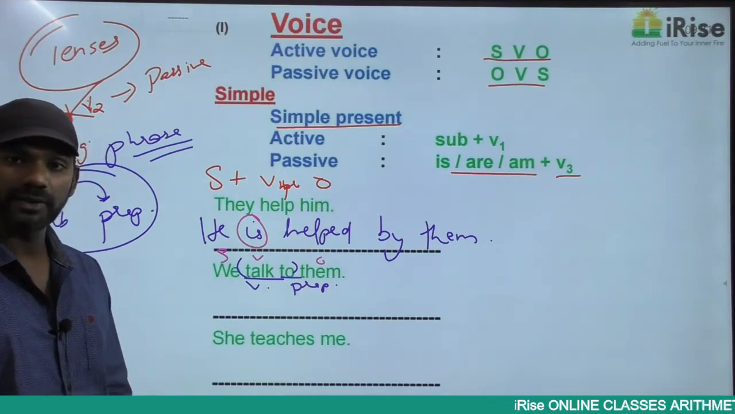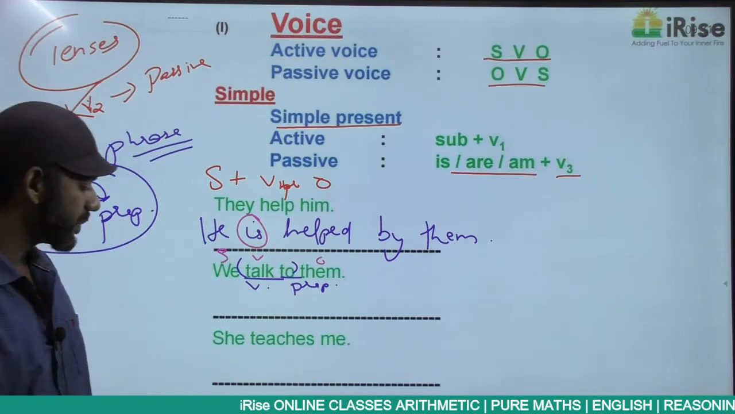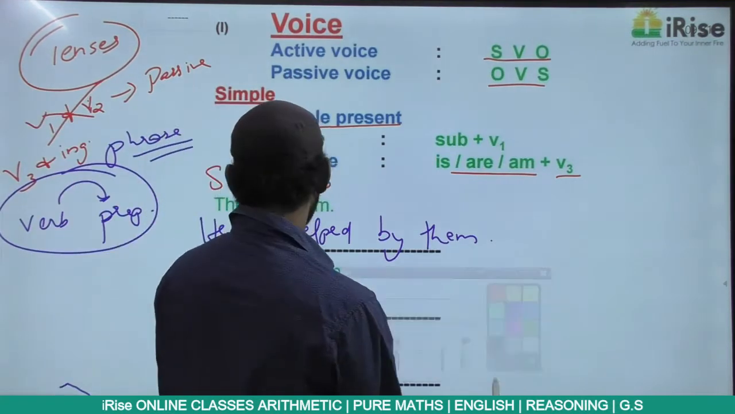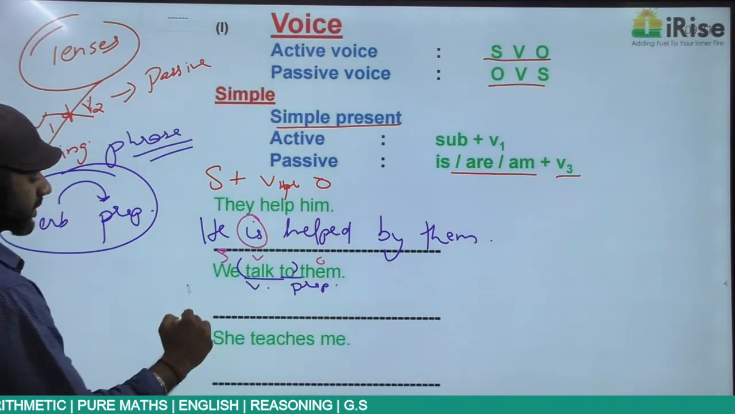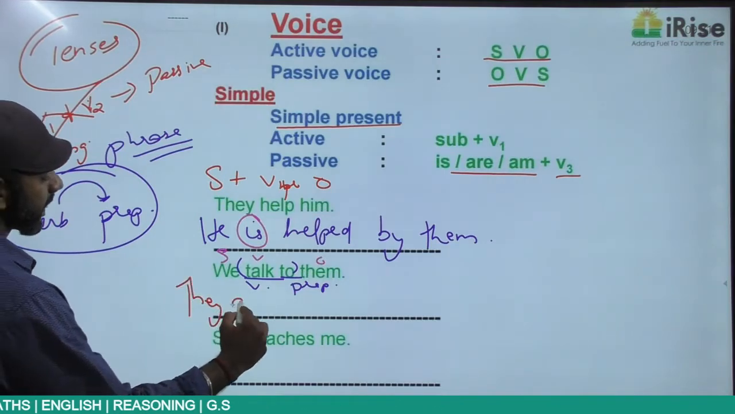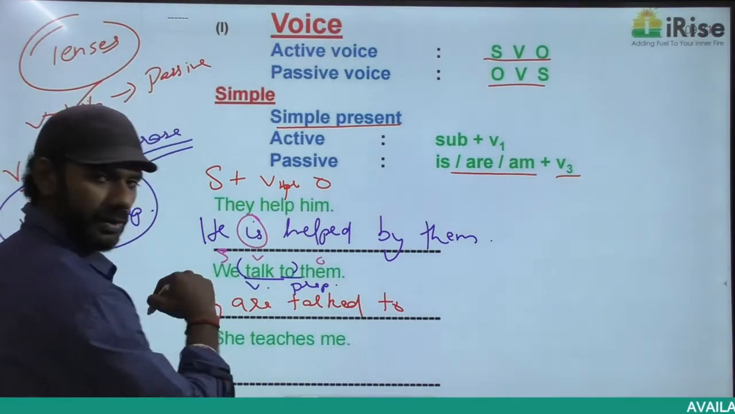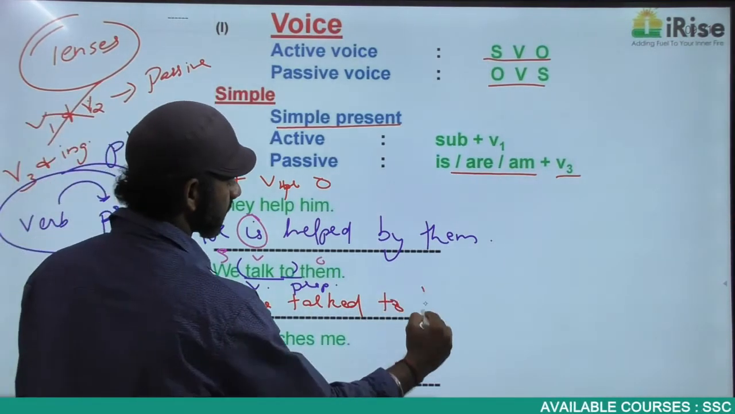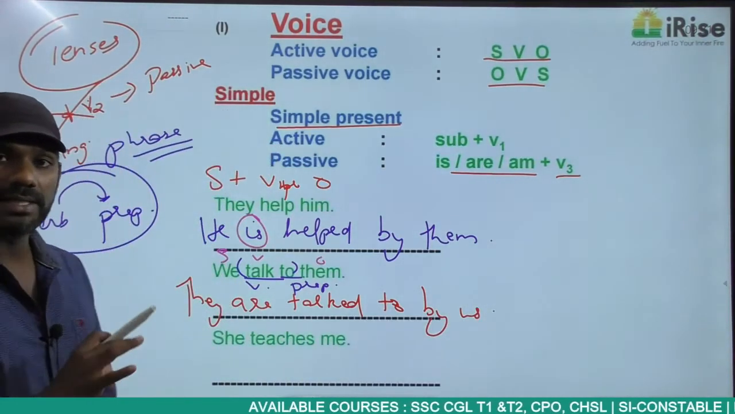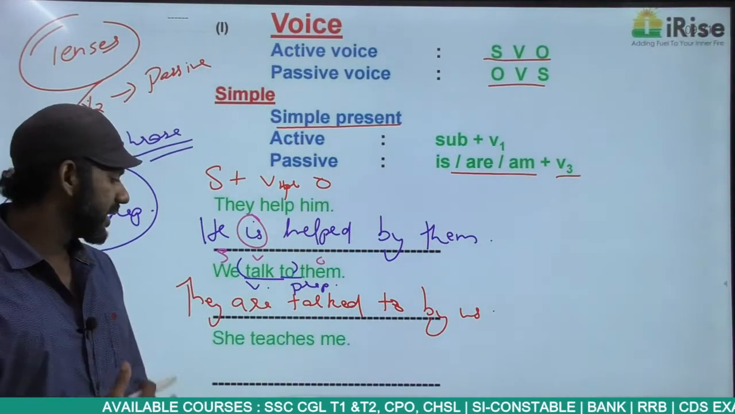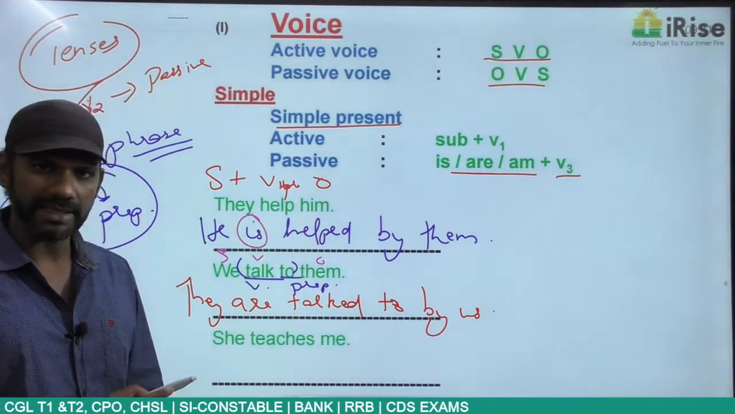We talk to them is active voice, simple present. In the passive voice also it must be simple present. This sentence, we talk to them, becomes they are talked to by us. They are talked by us is wrong. The words in a phrase cannot be divided. They are talked to by us sounds incorrect but it is correct.